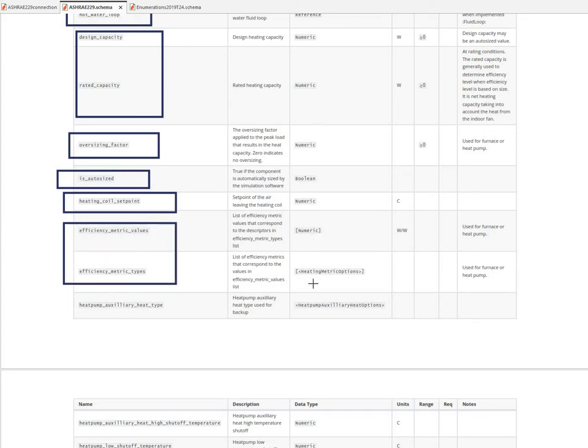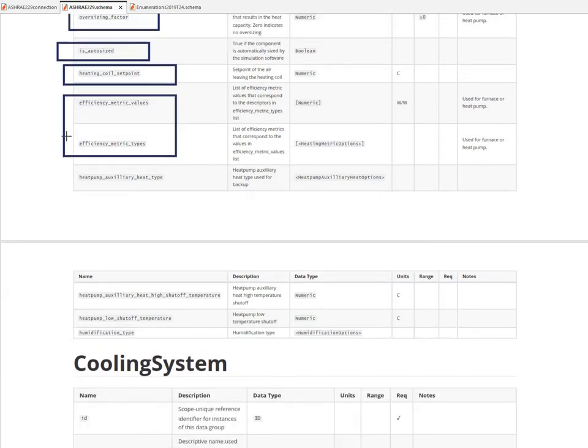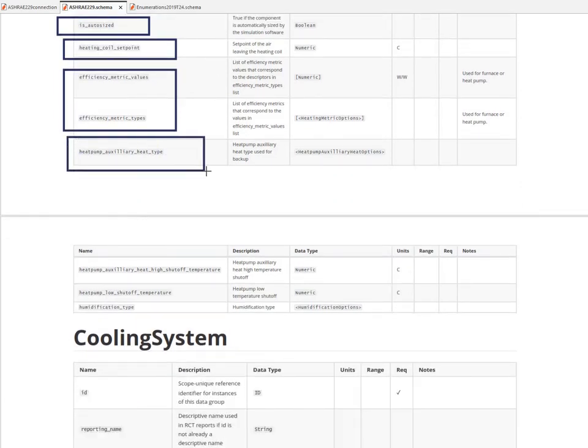One is the values, and one are the actual metric options. This is actually a list of values. So there might be 1, there might be 10 different values described for this. And we'll go through the different heating metric options that appear. That's an enumeration. And then there's types of heat pump auxiliary heat. That's an enumeration we'll go over. And then there's a couple shutoff temperatures. One for the high shutoff temperature for auxiliary heat.